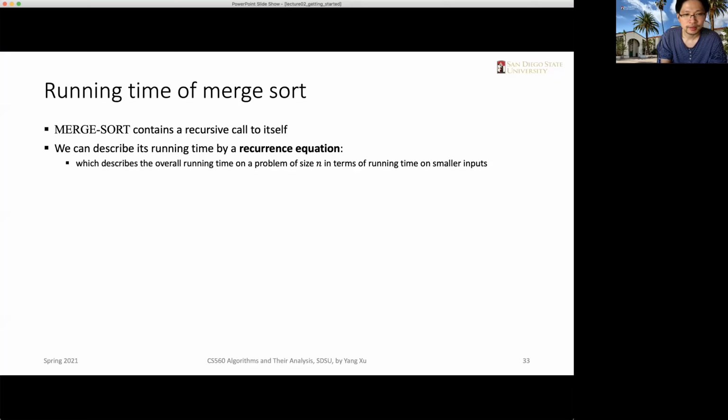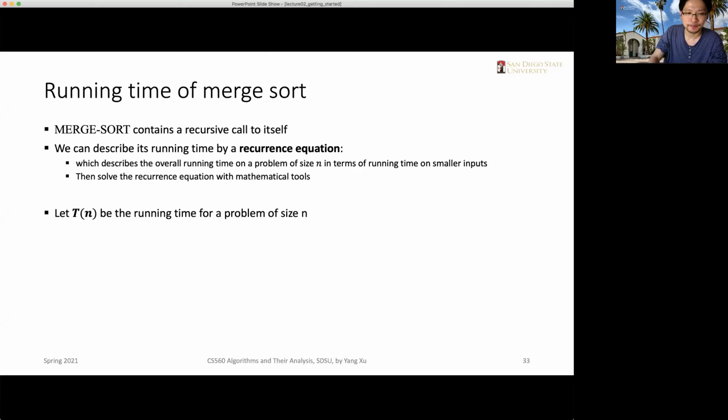Okay, so for the recurrence equation, we'll basically use it to describe a recursive algorithm. What it does is describe the overall running time using the problem size. Then we try to solve the recurrence equations with mathematical tools. Okay, let's see the example here.